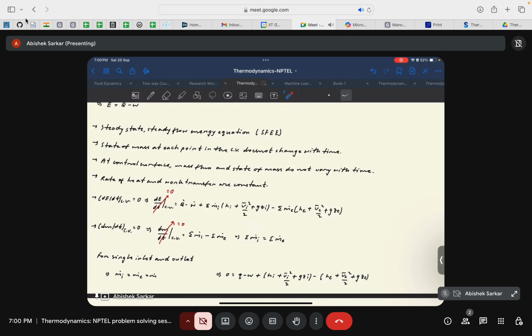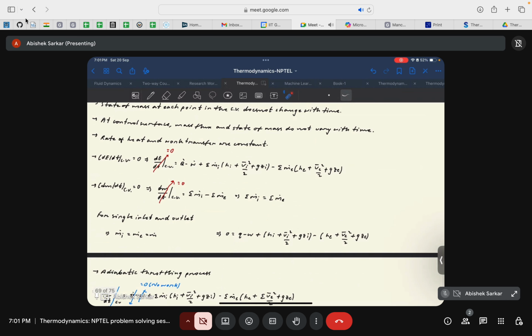And as I mentioned, if you go to the mass conservation, if dm by dt for the control volume is equal to 0, that is, mass influx and mass outflux are equal, so we'll have summation of mi dot is equal to summation of me dot. Okay, this is one approximation, but it can be simplified even further.